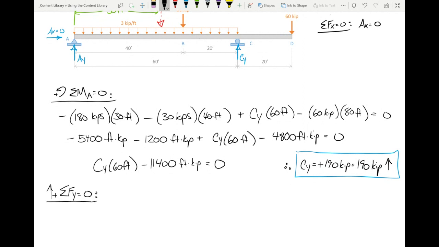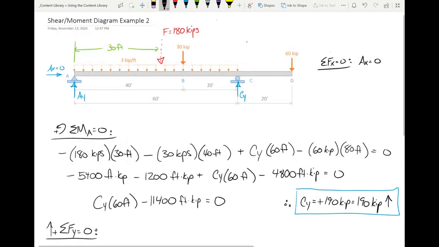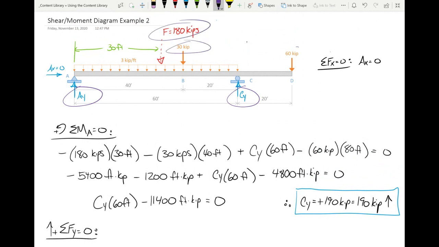Okay, so let's sum forces in the y direction, all right? So this one's easy, right? All we have to do is take all the upward forces as positive and all the downward forces as negative. So I got that, and that's going to be positive, and I've got that, and that is going to be negative, right? So what do I got? I've got AY plus CY minus 180 kips minus 30 kips minus 60 kips is 0.